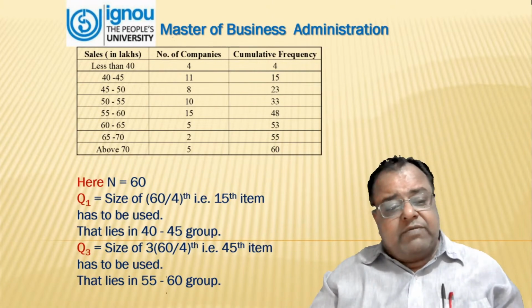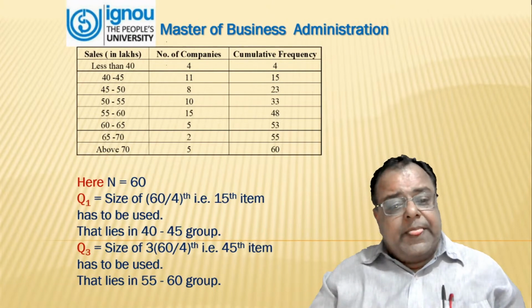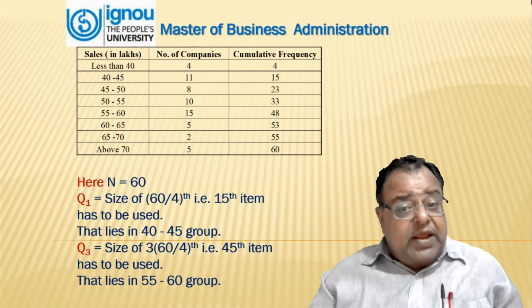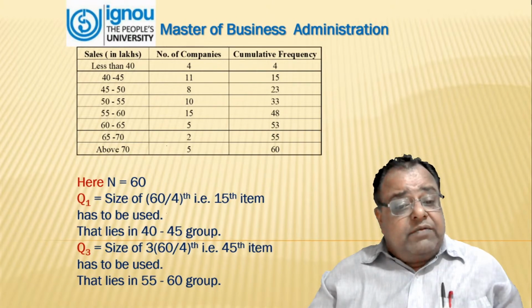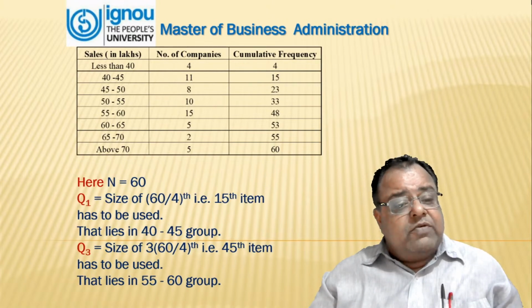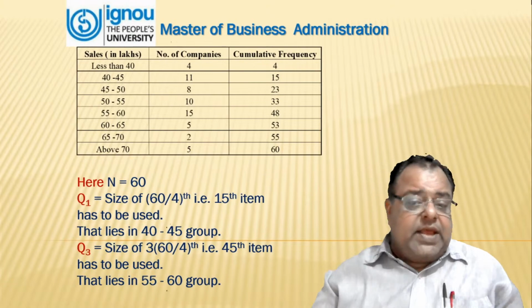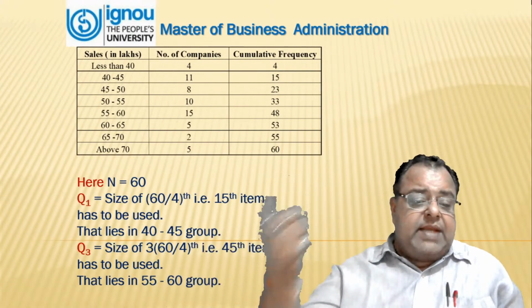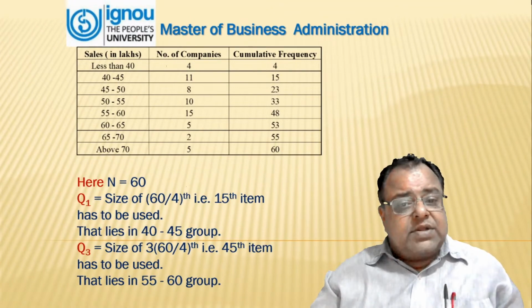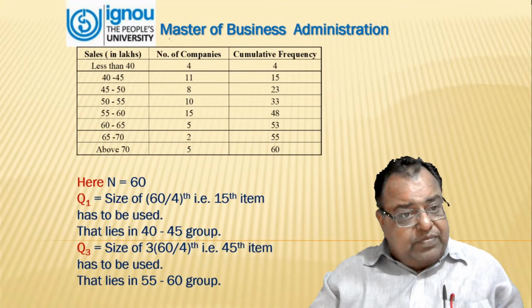So first of all, we have to calculate Q1. Q1 is n by 4, that means the 15th value. We have to see in which group the 15th item comes. That comes in the 40 to 45 group. Then we move on to Q3, that is 3 times this, which will be straight away 45. 45 comes in the 55 to 60 group.